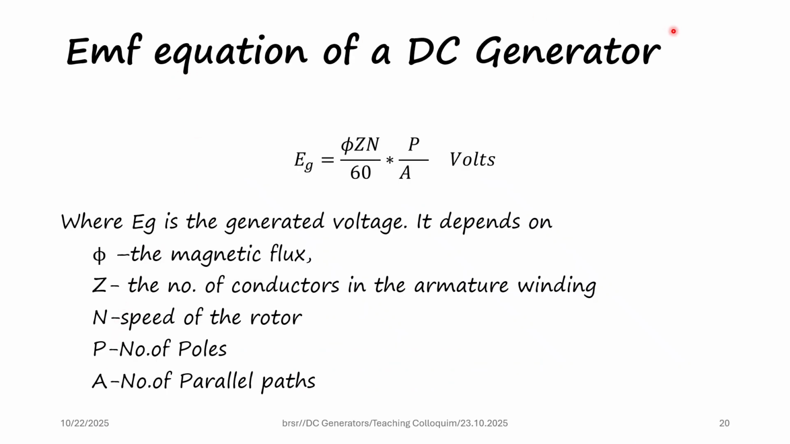The EMF generated by a DC generator is given by this formula. Eg is the generated EMF, and that depends on the flux, which is represented as phi. Z is the number of conductors in the armature winding. N is the speed of the rotor, and P is the number of poles. A is the number of parallel paths. So if the generated EMF is to be changed, we can change the flux. The number of conductors is fixed, and normally the speed of the prime mover will also be fixed. So by changing the value of this flux, we can change the EMF generated by a generator.